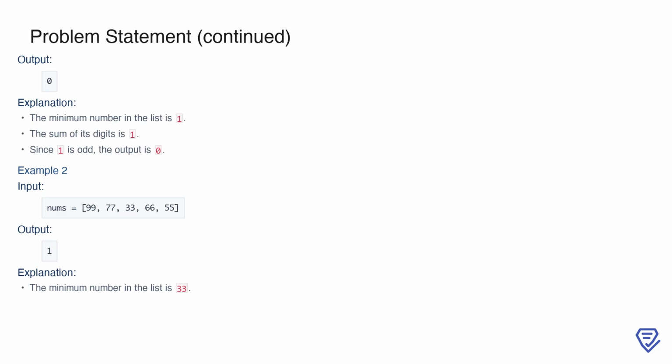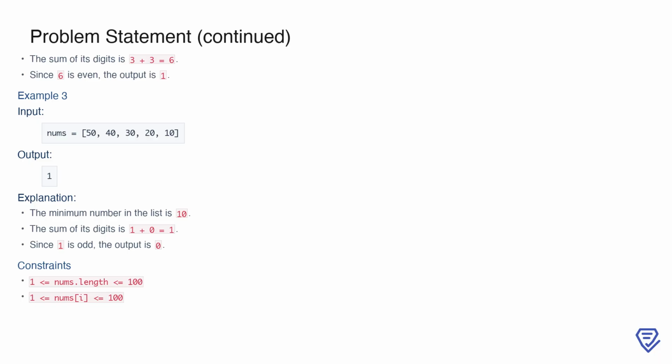These examples highlight how the function decides between returning 0 or 1 based on the parity of the digit sum. Let's consider one more example for clarity. If the input list is nums equals 50, 40, 30, 20, 10, the smallest number is 10. To find the sum of its digits, we calculate 1 plus 0, which results in 1. Since 1 is odd, the function should return 0.